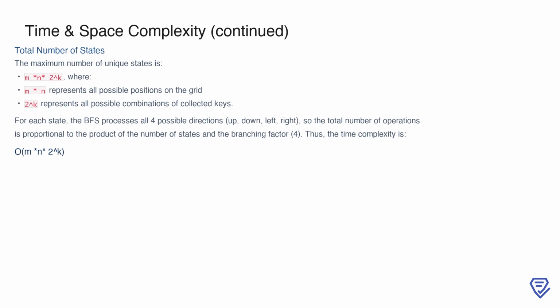For each state, the BFS explores all 4 possible directions: up, down, left, and right. This adds a branching factor of 4. Therefore, the total number of operations required by the BFS is proportional to the product of the number of states and this branching factor. Combining these, the overall time complexity of our solution becomes O of M times N times 2 to the power of K.